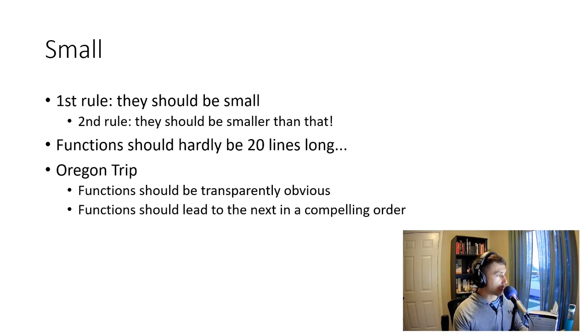But there's a couple other things. Functions should be transparently obvious, and functions should lead to the next function in a compelling order. So if you have an example of processing a payment, you would have one function that's intake order, another function that says calculate total price, then another function that says get fastest transportation route, and then another function that says print invoice.